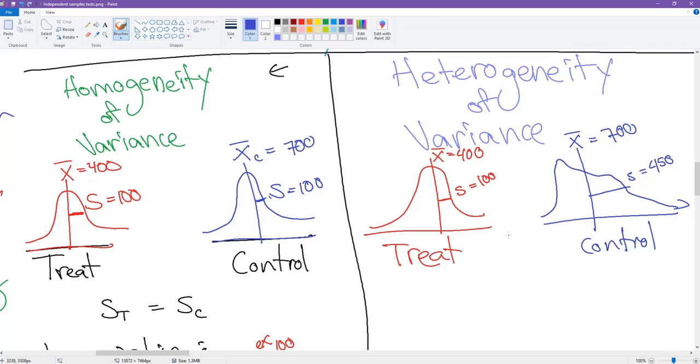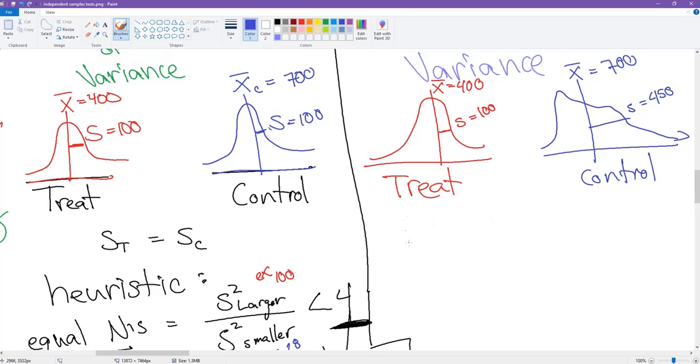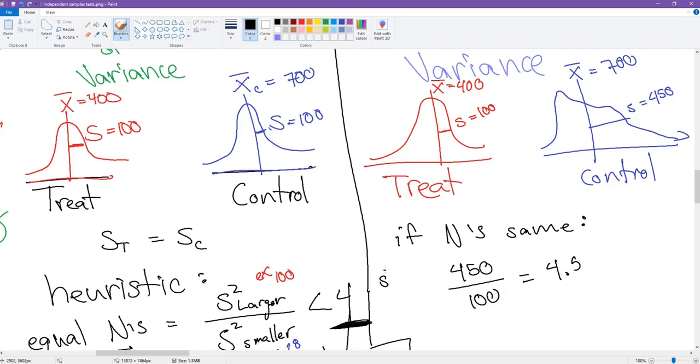And so we would try to do that math. We're going to pretend that we have equal sample sizes in this case. So if n's are the same, what do we do? Well, I'm going to do my larger variance, which is 450, and I'm going to divide that by my smaller variance, which is 100, and I'm going to get 4.5. We're going to pretend these are variances now. These are all variances now, because I keep using the wrong number.